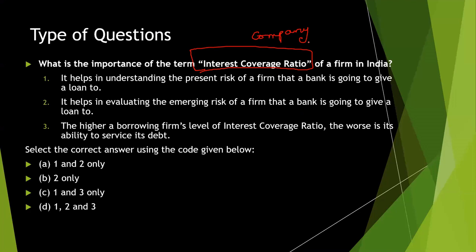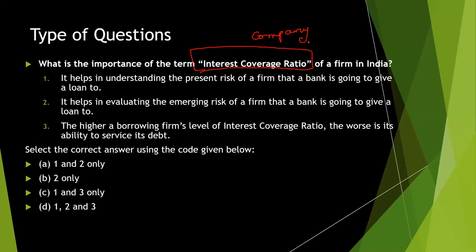Right. The first option says it helps in understanding the risk. Then the second one, it helps in evaluating the risk of a firm. So understanding the present risk and evaluating the emerging risk, of course. So simply put, a company should have ability. What is ability? Money to repay its debt obligations, right? So the higher your interest coverage ability, the better it is, right?